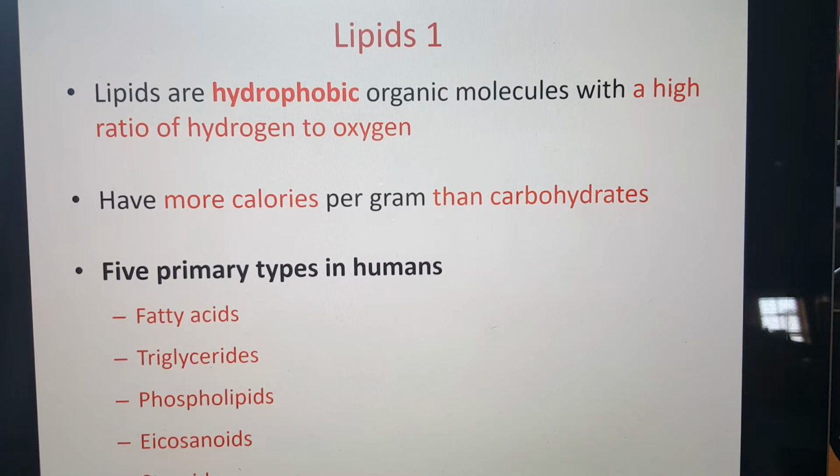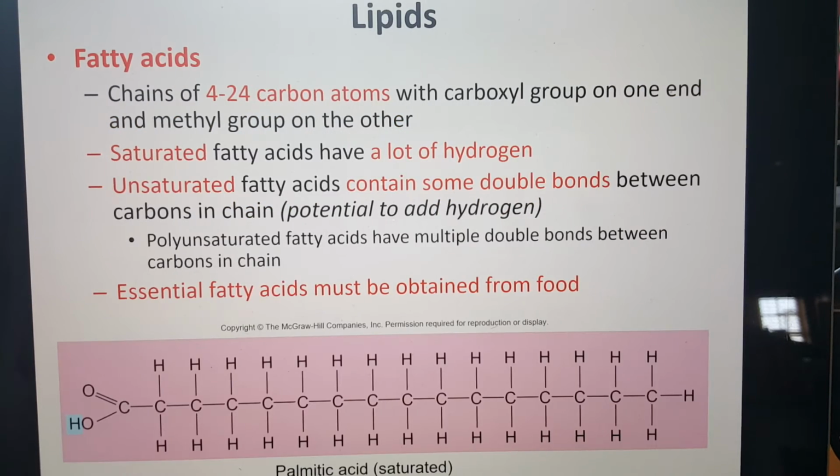Okay, moving to lipids. Lipids are hydrophobic. They don't like water. Lipids do have more calories per gram than carbohydrates, which means that they are a more efficient molecule for energy storage, which is why we store more fat than we do anything else. So there's 5 different types in humans. We have our fatty acids, our triglycerides, phospholipids, eicosanoids, and our steroids.